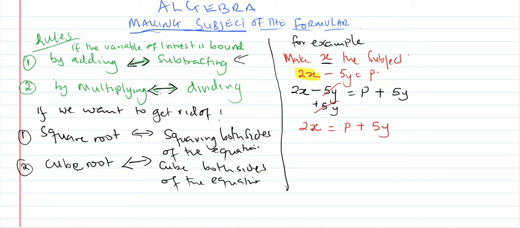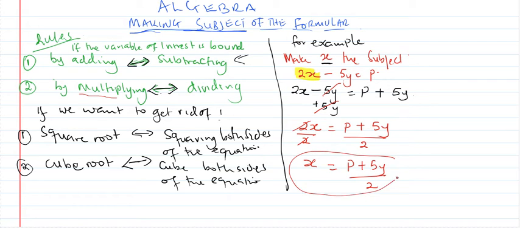Now x is bound by 2. There is a multiplication sign in between them, and when we are multiplying we divide. So since we want x, we shall just divide by that which is not x. So in that way we have made x the subject of this. Alright, I hope you are understanding. Let's get another example and we apply the rules. Another example would be this.